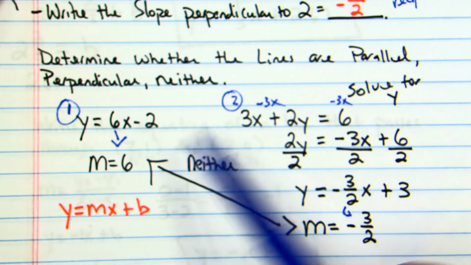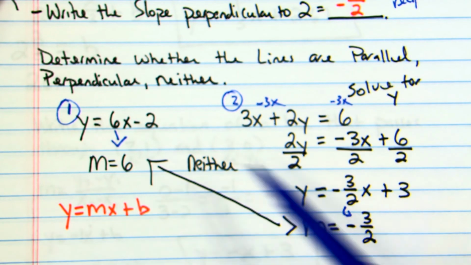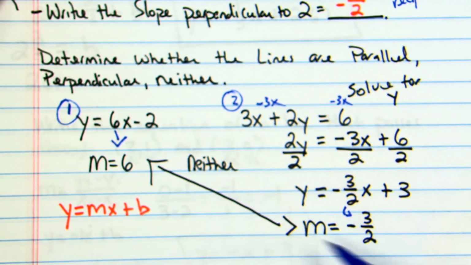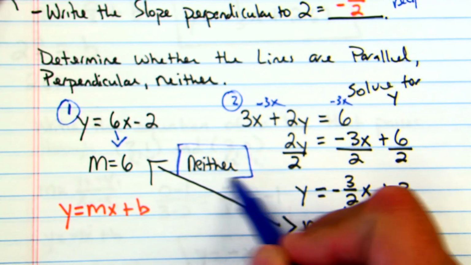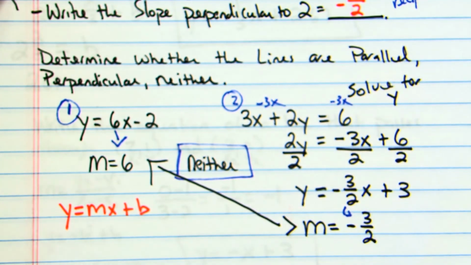-3/2 is not the opposite reciprocal of 6. -3/2 and 6 are not the same. So my answer is neither. They're neither parallel nor are they perpendicular.